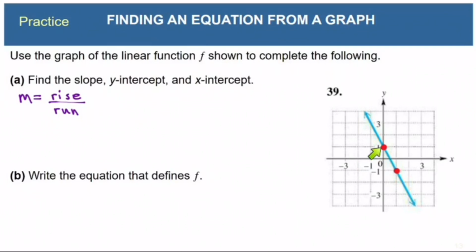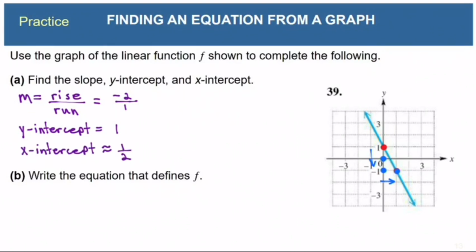Okay, so now I need rise over run. From this point to this one, the rise is down 2. So rise is -2. And from here to here, the run is +1. So our slope ends up being -2 over 1, which is -2. Now the y-intercept is where the line crosses the y-axis, so that's going to be +1. And the x-intercept is where the line crosses the x-axis. That, I'm guessing, is about 1/2. It just looks about 1/2.